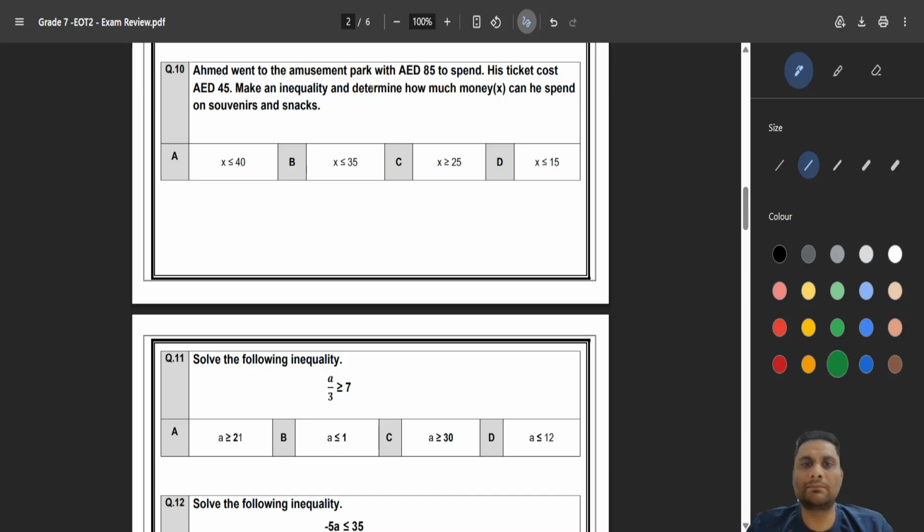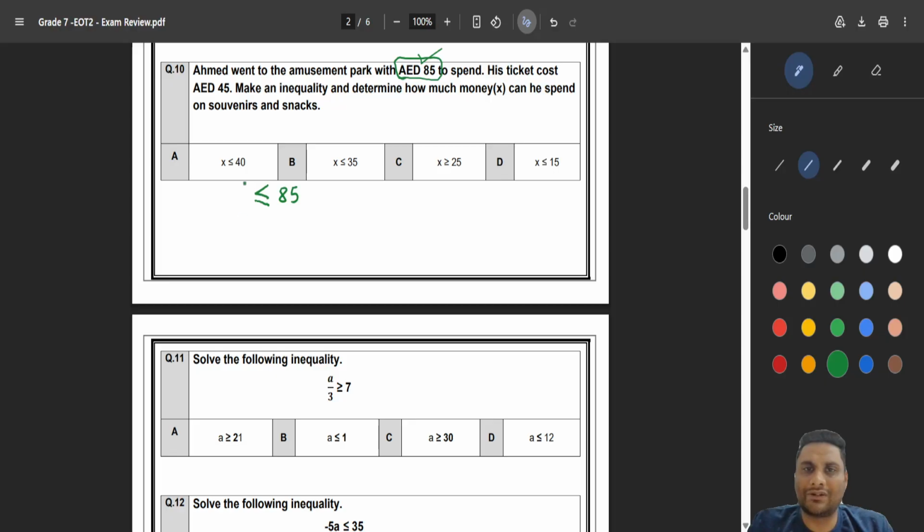Ahmed went to an amusement park with 85 AED. Now, Ahmed has 85 dirham, which means maximum he can spend 85 dirhams or less than 85 dirham. He can spend 80, he can spend 75, but he cannot spend 90. He cannot spend 86. Why? Because he has only 85. So the money that I will spend should be less than 85 or maximum equal to 85. So this symbol is for less than and this line is for equal. And here I will write the money that I am spending.